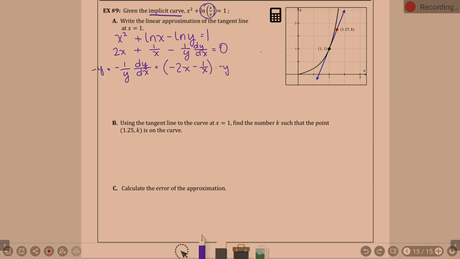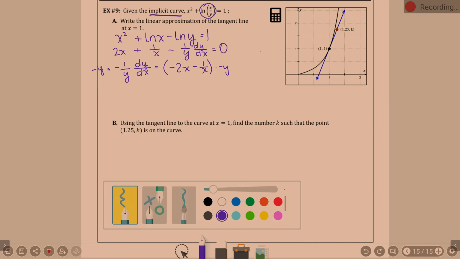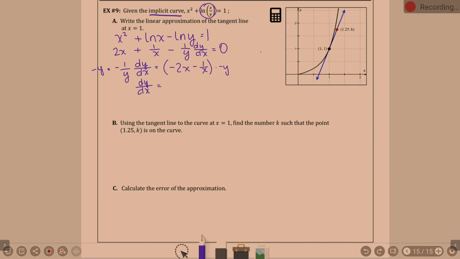And that will clean up a little bit better. So now I'm going to have negative 2xy, so it's going to be 2xy plus y over x. That could work. You guys okay with that? Okay. That is our derivative.